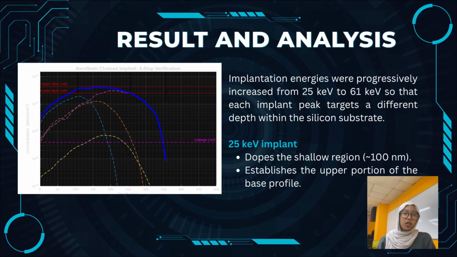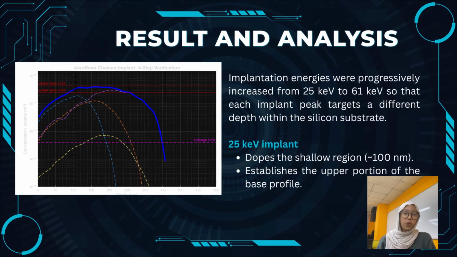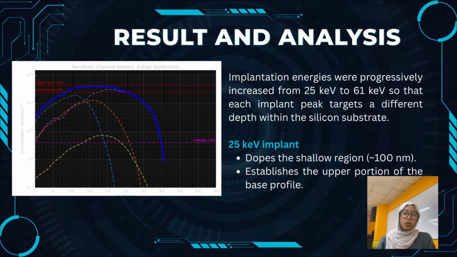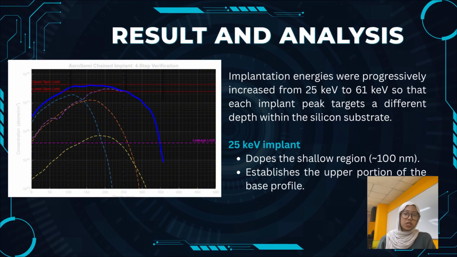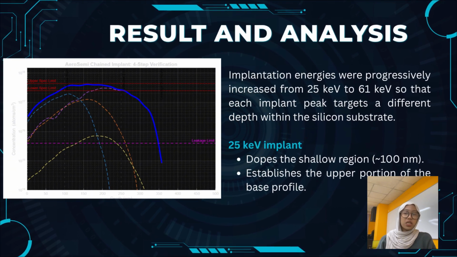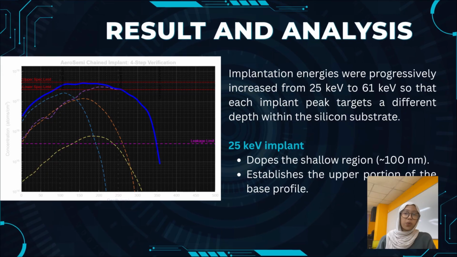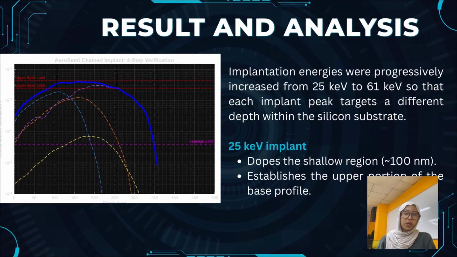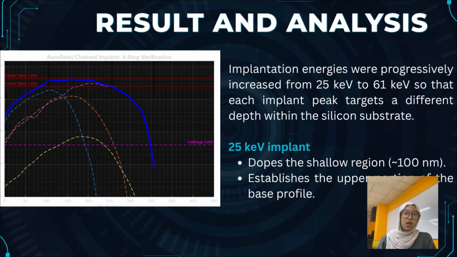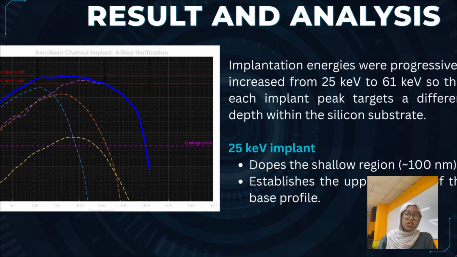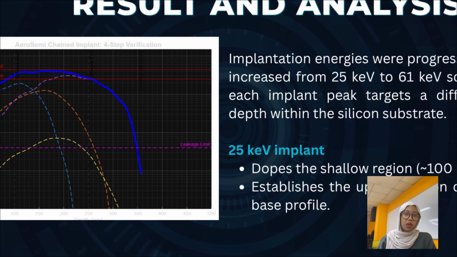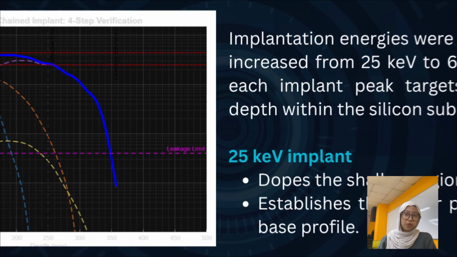Therefore, the 25 keV implantation works together with the higher implantation energies. While 25 keV established the shallow 100 nanometer region, the 40, 50, and 61 keV implants extend the dopant distribution deeper into the silicon. The combination of these implantation energies produces a more uniform box-shaped dopant profile across the target depth.